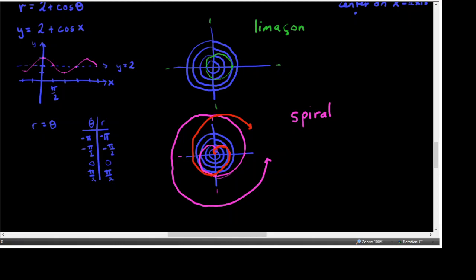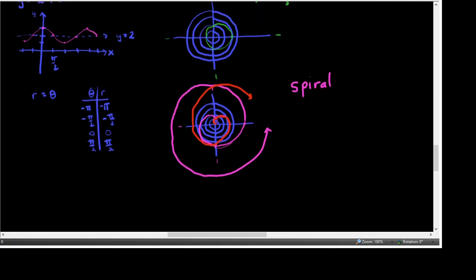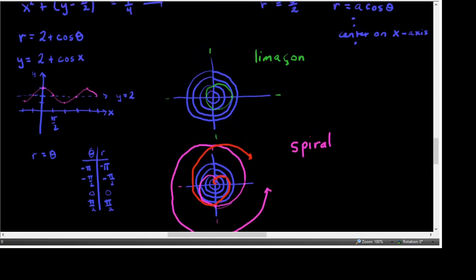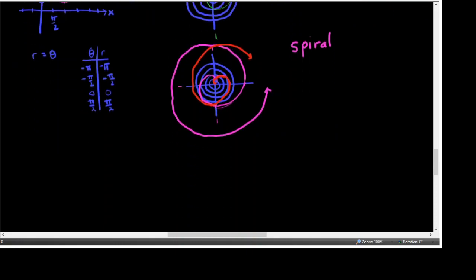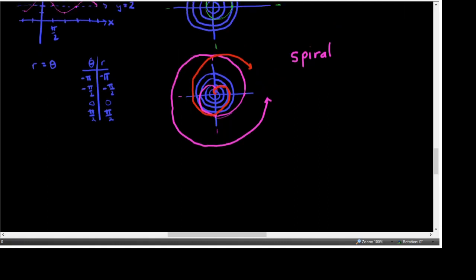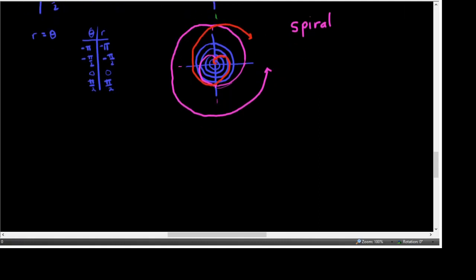And I'll bet you cannot dream up a rectangular equation for r equals theta. I can't. I've never seen a spiral graph using y's and x's. So that's a nice polar thing that really is best in polar. And that's going to happen sometimes.